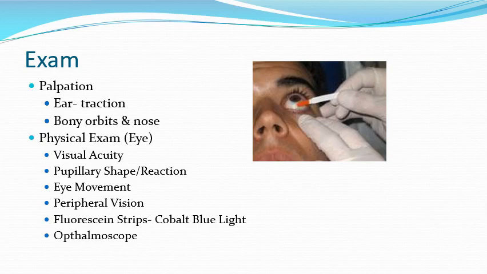So you check your eye movement in all planes, check for peripheral vision. And the picture I'm showing you here is a cobalt blue light test with a fluorescent strip. So here you're lightly touching the eye with the fluorescent dye. And what that's going to do is when you shine a cobalt blue light on it, that will then show that there would be a corneal abrasion. So that would test for corneal abrasion. There's also the ophthalmoscope, which you'll get familiar with. You'll be using that to visualize the structures of the inner part of the eye.